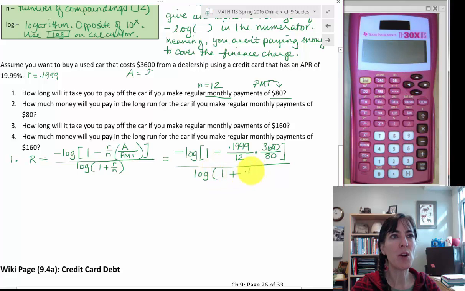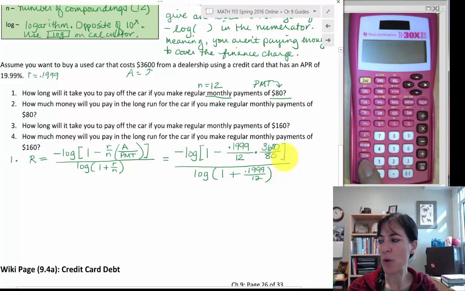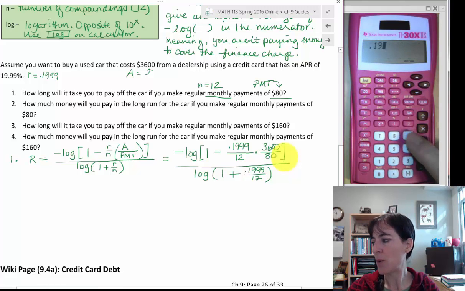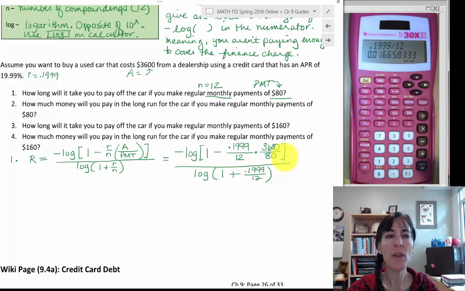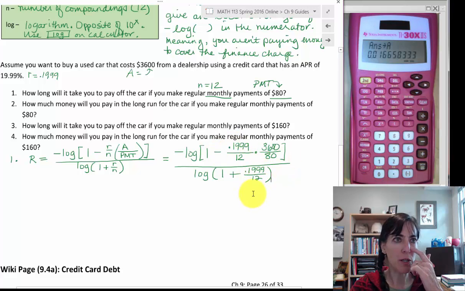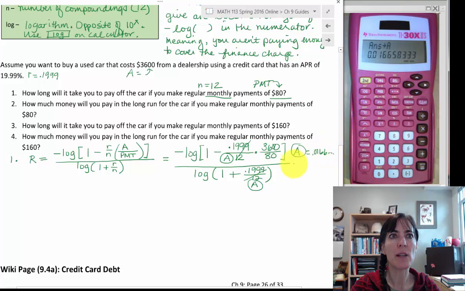So 1 plus R over N is 0.1999 over 12. For my denominator, it looks like the denominator is easier, so I'm going to calculate it first. And first thing I do is the 0.1999 divided by 12. And I can store that if I'd like to in A, and that's going to be for this fraction here and for this fraction here, and my A button came to 0.0166, etc. Just so I have a note of what I came up with on there.